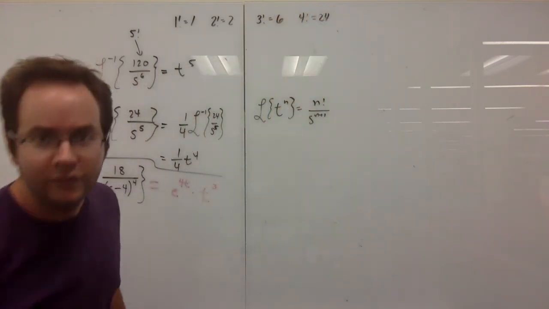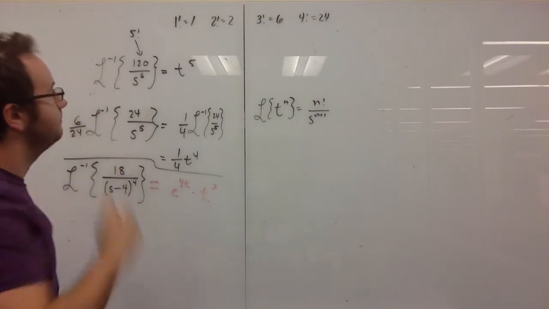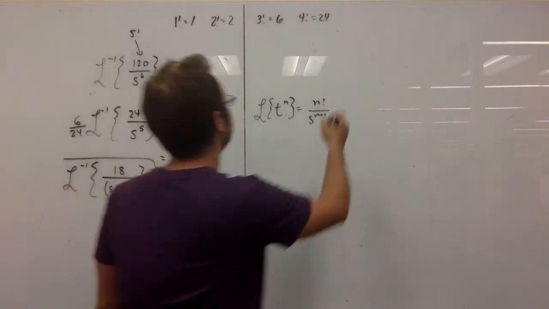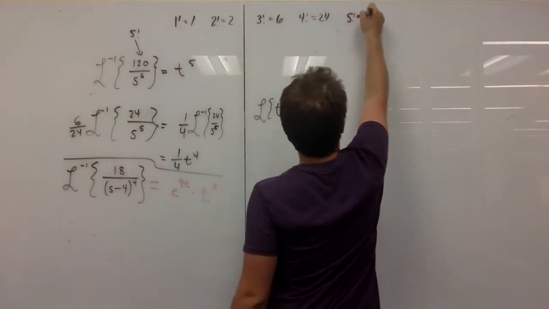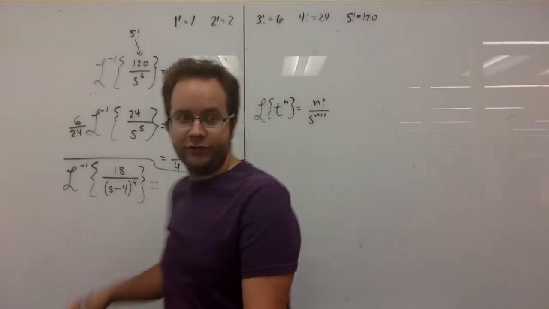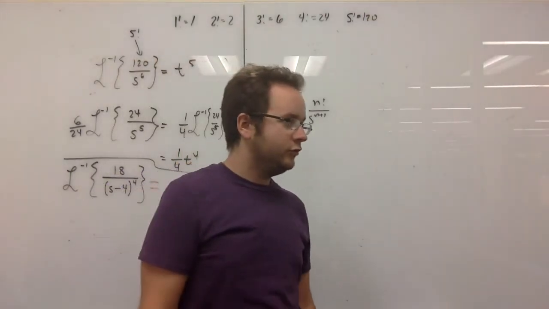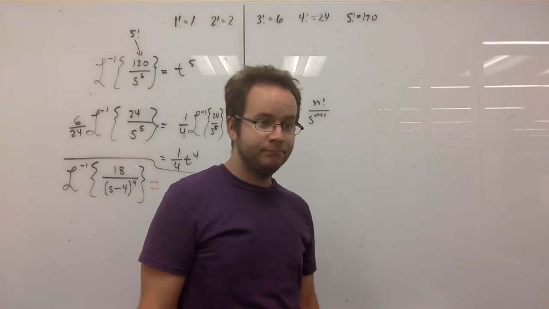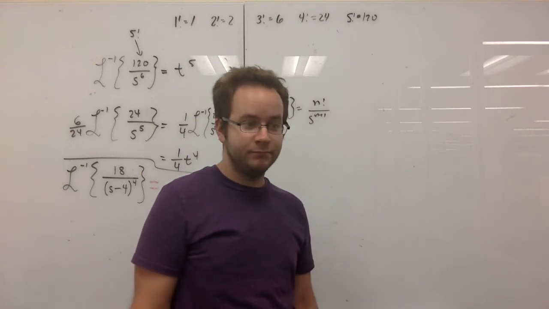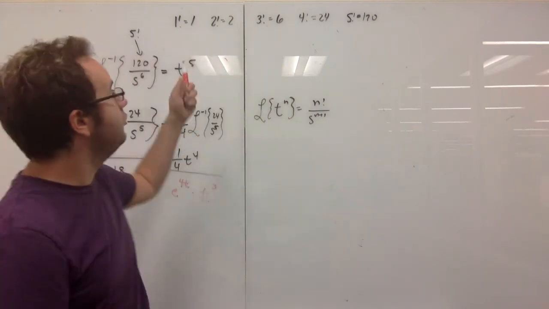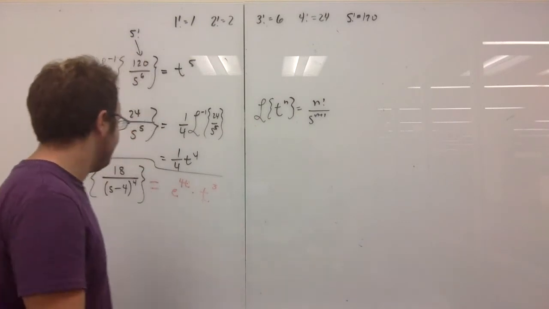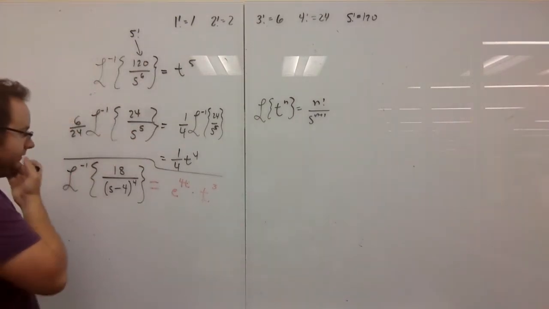Still more factorials. Good. And 5 factorial, just for good measure, is 120. It's just worth memorizing, just like what's 12 squared? 144. You just know that, right? It's good to just know these factorials.